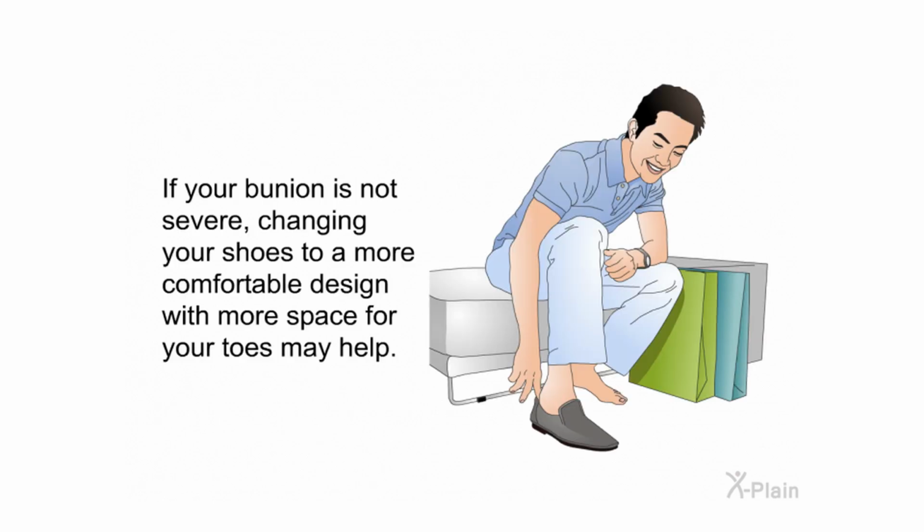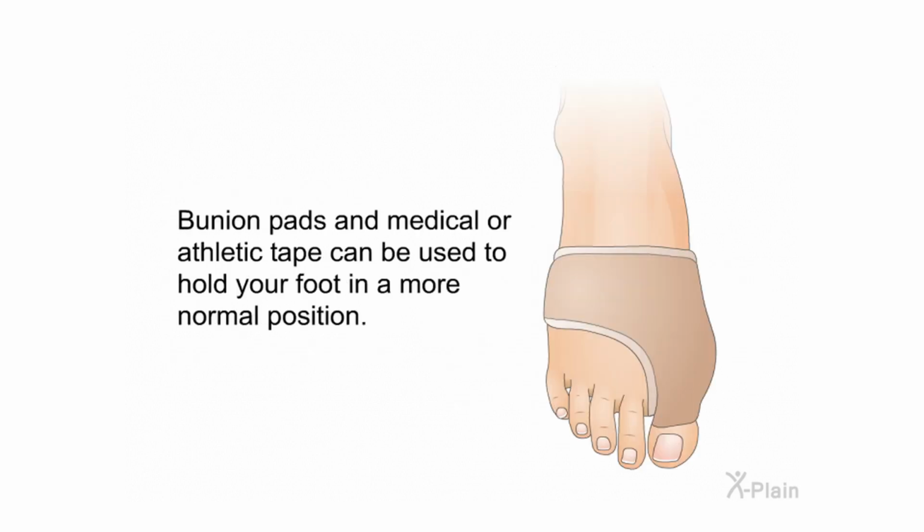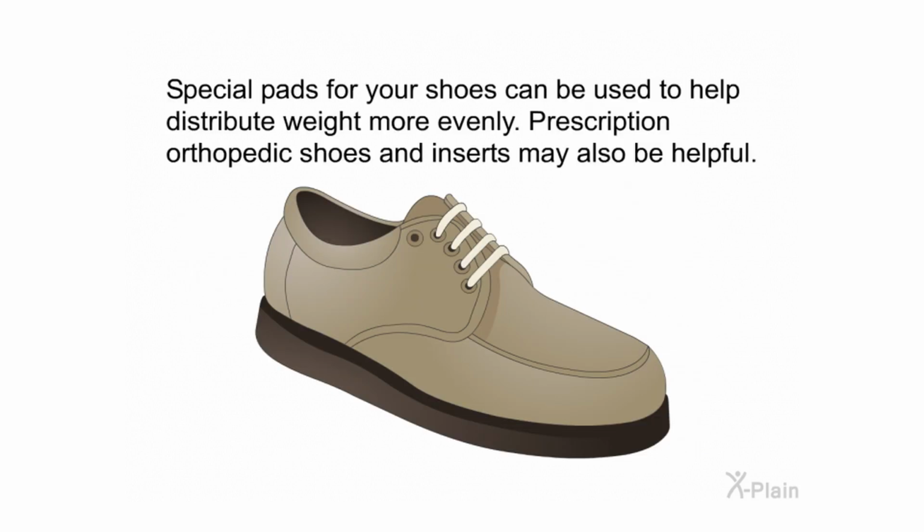Treatment. If your bunion is not severe, changing your shoes to a more comfortable design with more space for your toes may help. Bunion pads and medical or athletic tape can be used to hold your foot in a more normal position. Special pads for your shoes can be used to help distribute weight more evenly. Prescription orthopedic shoes and inserts may also be helpful.